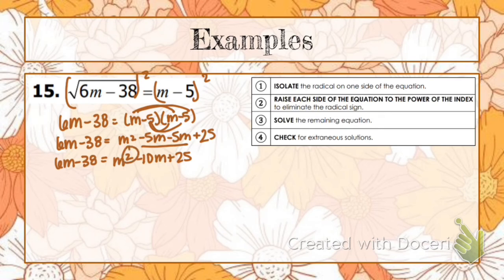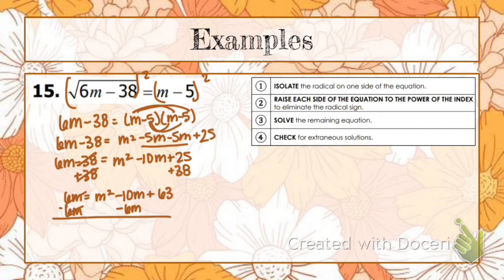And now that we have a squared in here, we have an exponent. This is actually going to be a quadratic function that we have to solve for. So I'm going to move everything to the right side just because that looks easier. We're going to get 6m equals m squared minus 10m plus 25 plus 38 is 63. Then we're going to subtract this 6m so that we can get it equal to 0. So we have 0 equals m squared minus 16m plus 63.